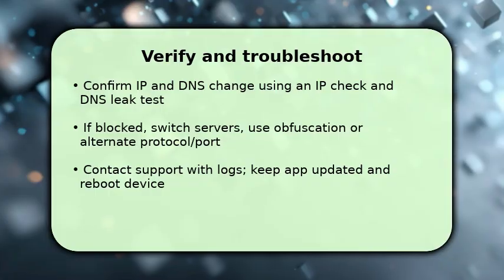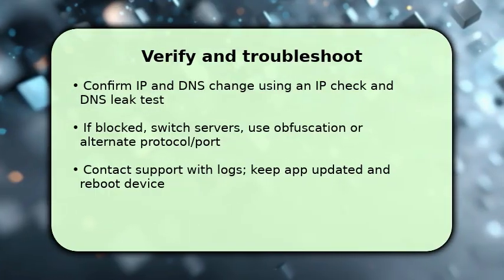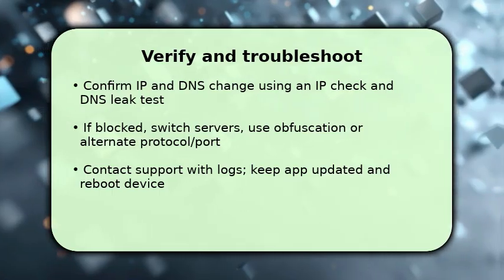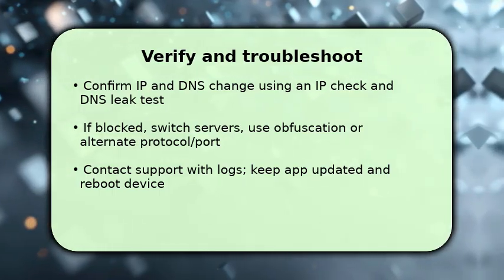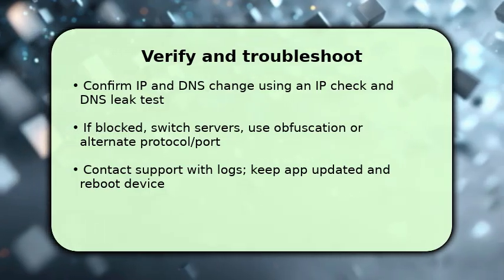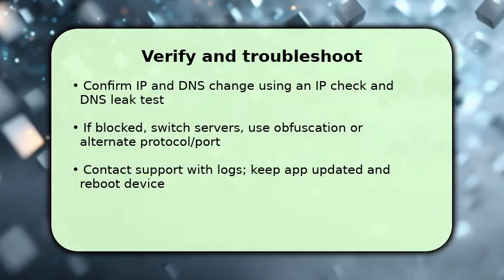You finish by verifying that your public IP and DNS requests reflect the VPN server. Run simple checks to confirm. If a site blocks you, switch servers, enable obfuscation or change protocol and port. These steps bypass deep packet inspection and throttling.